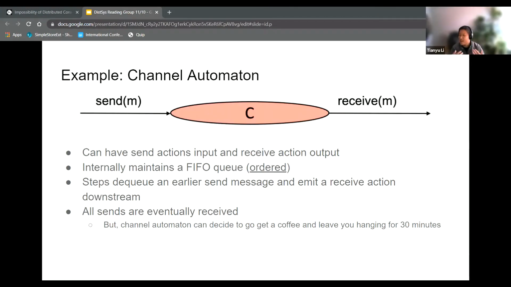And at some unspecified future date, it's going to emit that message to the downstream consumer with a receive symbol. So send is the input, receive is the output. It maintains an internal state of a FIFO queue, and additionally guarantees that all sends are eventually received. So it operates as a reliable messaging channel, but the catch is that the channel automaton is perfectly allowed to sit on your message for arbitrarily long, as long as it eventually delivers it. If you think it's not going to deliver anything beyond 30 minutes, well, it can go for a coffee and deliver it at the 31st minute. That is perfectly allowed.